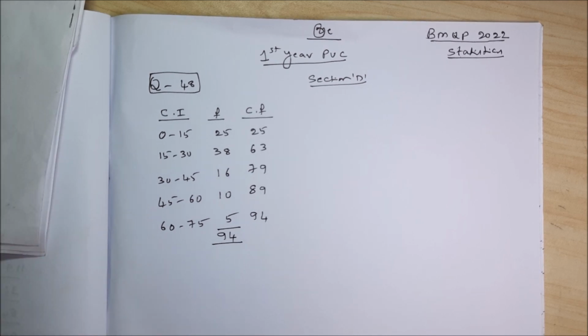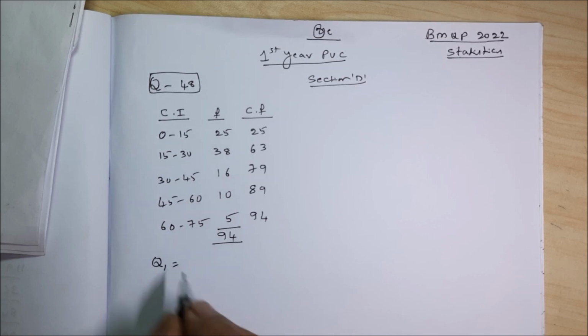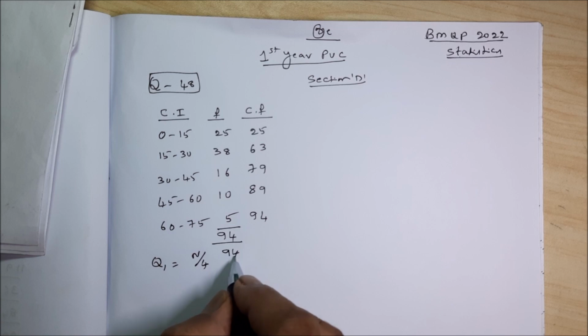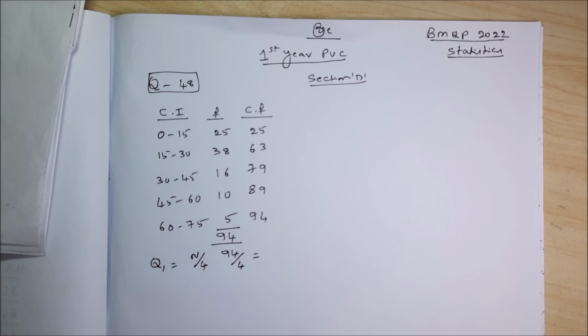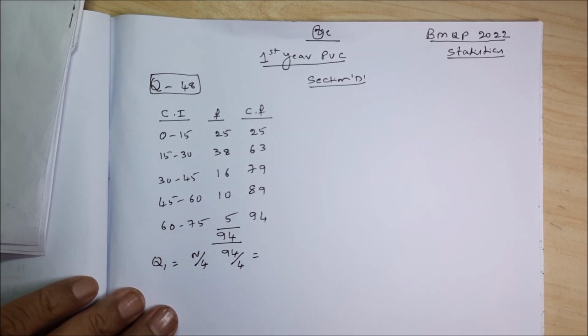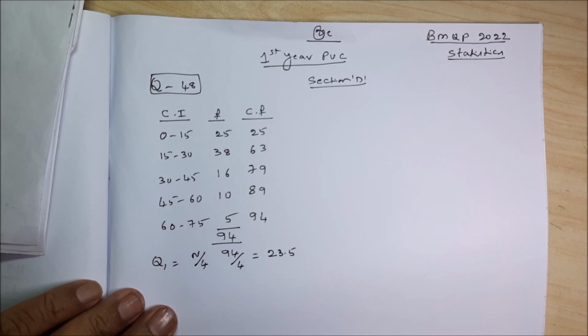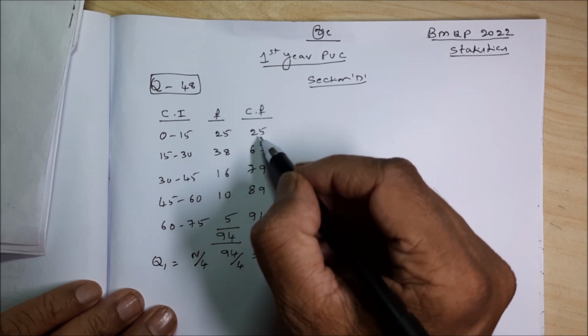So it is a continuous series. You have to find out the quartile class as well as the median class, right? Then how to find out? It is very simple. Q1 is the lower quartile. Q1 is equal to n by 4, first you have to find out. So 94 divided by 4 is 23.5. What a wonderful thing. 23.5, it comes here.